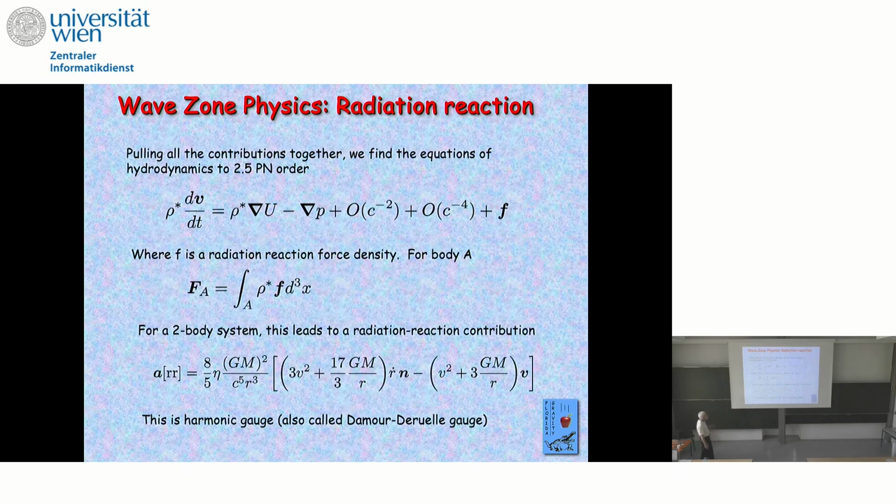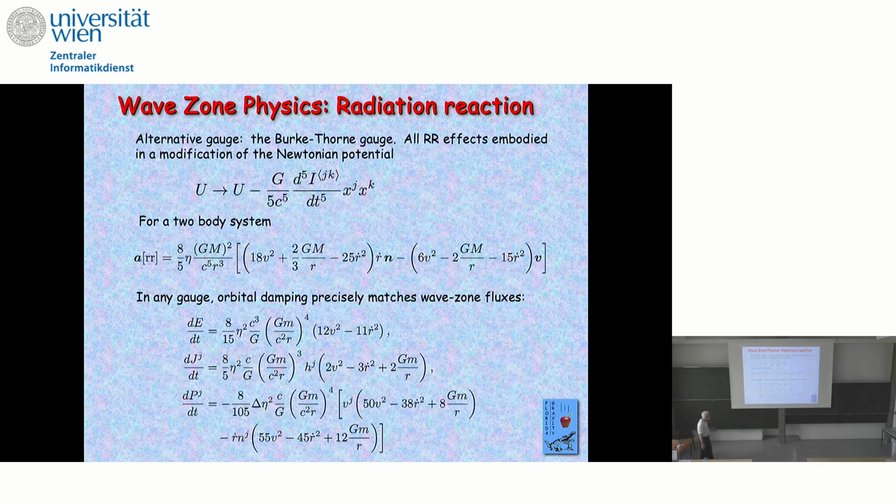And so when you work all this out, I'm not going to go into the details, you find a force at 2.5 post-Newtonian order, and when you work it out for a 2-body system, you get a radiation reaction force, 1 over c to the 5th, that's the 2.5 PN term, depends on velocities and separations between the 2 bodies. And you can manipulate by changing coordinates a little bit into a slightly different potential, but the key point is you get expressions for the force within the system that causes its energy to decrease.